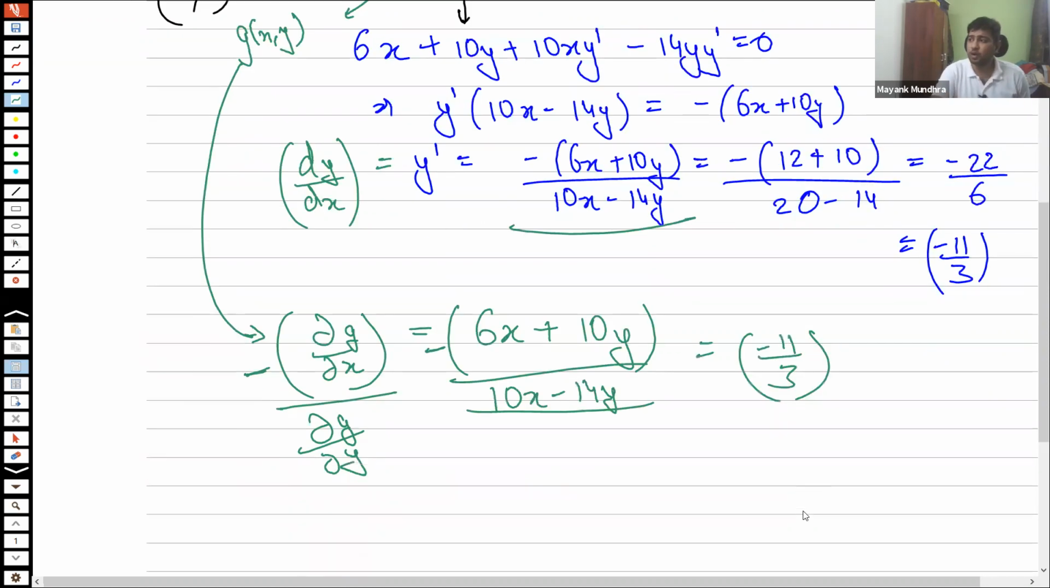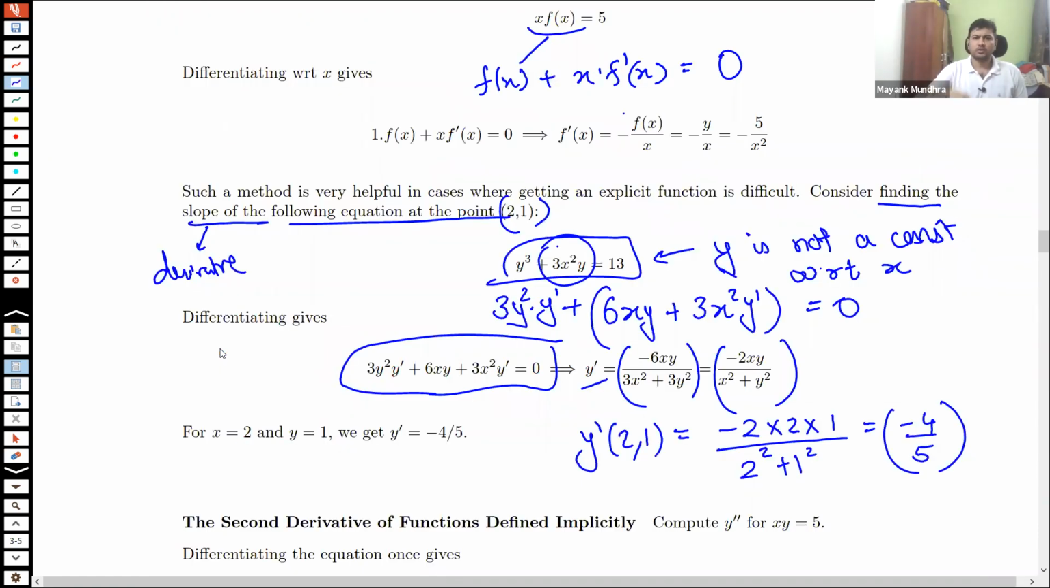This is essentially what we studied in our economics part, in micro part. This is basically your MRS, and this is dy by dx. Sorry, minus MRS is equal to dy by dx. So it's the same, right? So you can use this alternate technique to find the slope also, that is del g by del x upon del g by del y, or you can use implicit differentiation.